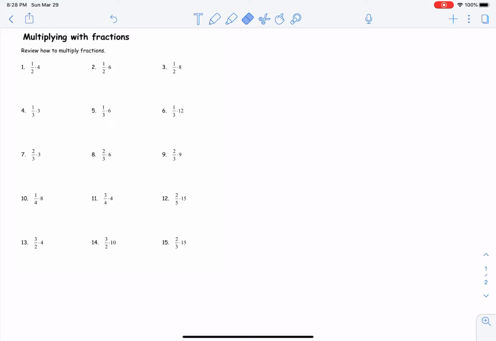Hi guys, so today we're going to review multiplying with fractions. I know some of you aren't really comfortable with fractions, and it's okay because most students aren't. We're going to start off by reviewing the basics. For example, if I have the fraction 3 over 4, this 3 right here is called my numerator, and my bottom number here is called my denominator.